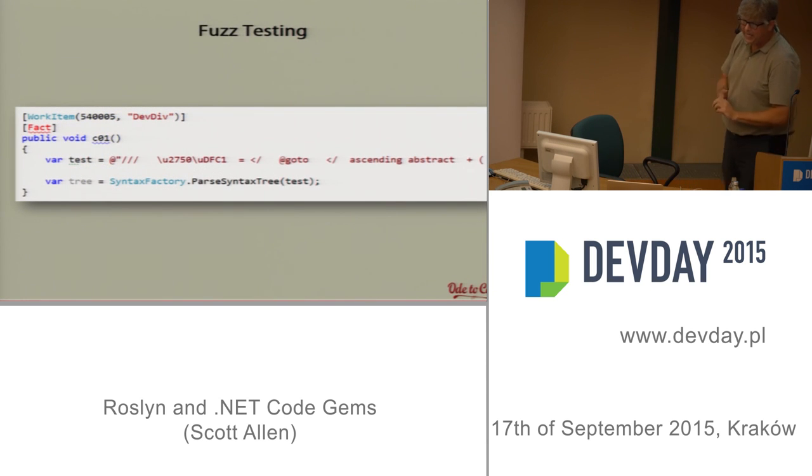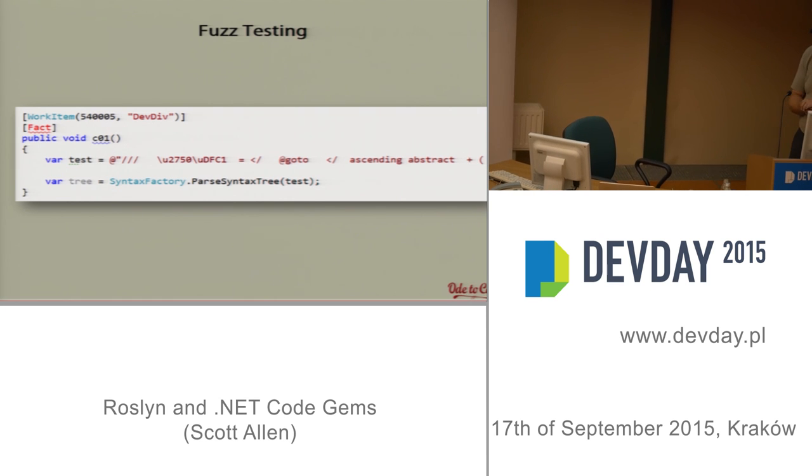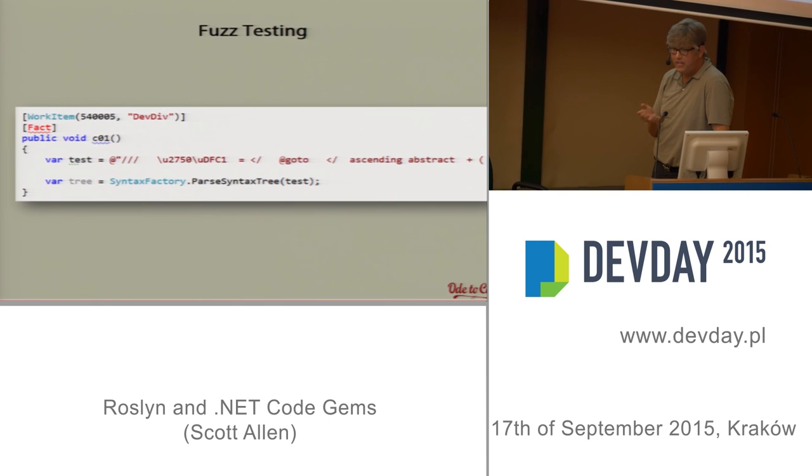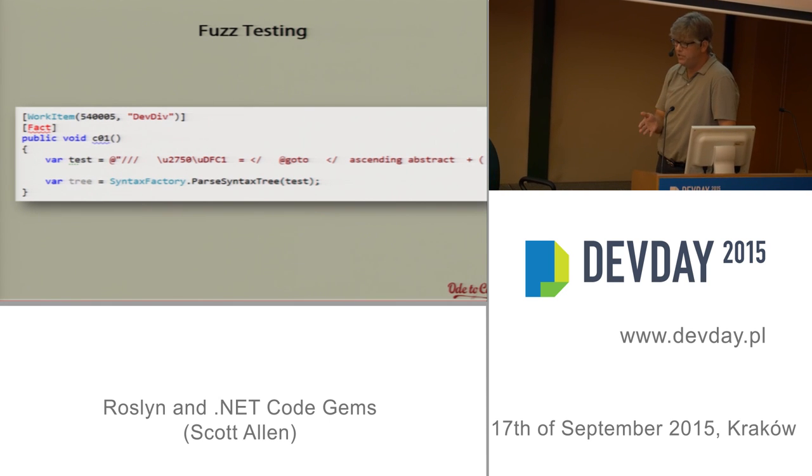Fuzz testing. So again, if someone's cat walks across the keyboard, it shouldn't crash Roslyn. So there's a whole bunch of unit tests that just throw complete garbage at the compiler, to make sure it doesn't explode or hang or fail.